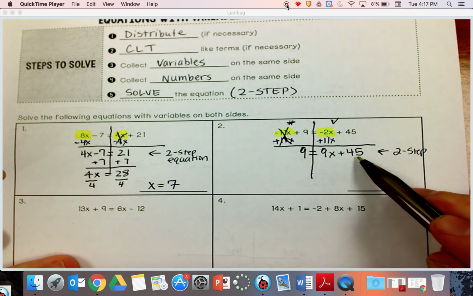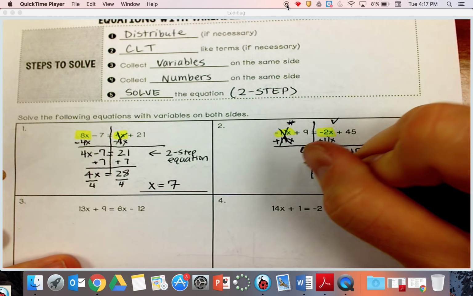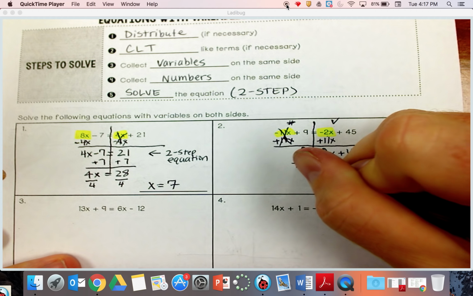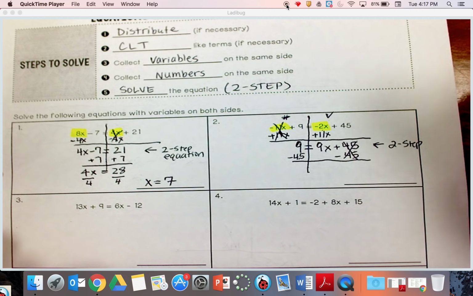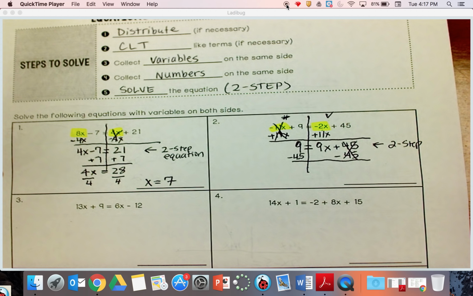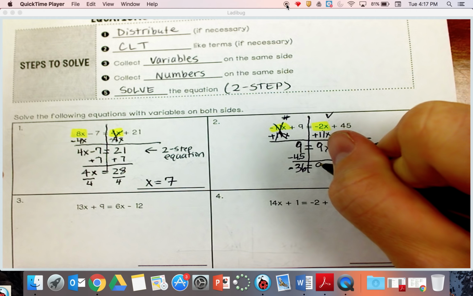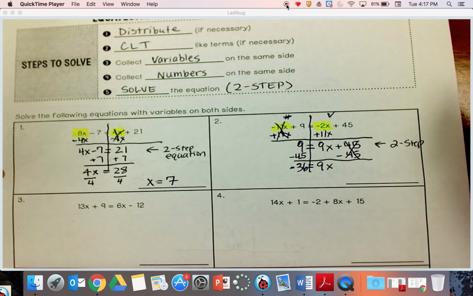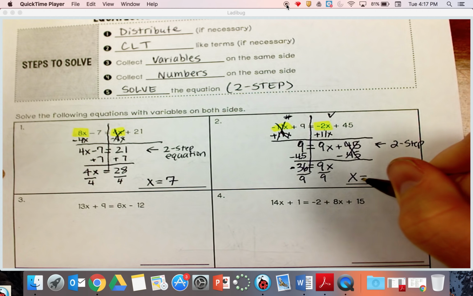Here's my start value. I'm going to move him over to my finish. I can put it in my organizer if I need to. And so the 45s go away, and when I take 9 minus 45, I can put it right in my calculator so I don't mess up on that. 9 take away 45 gives me negative 36 equals 9 times x. And what times 9 gives me negative 36? Well, I had to get that by dividing. And I find out my x is going to be negative 4.